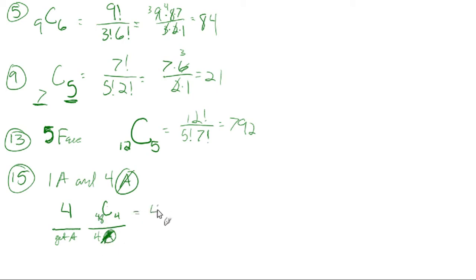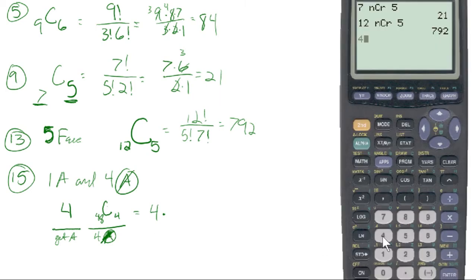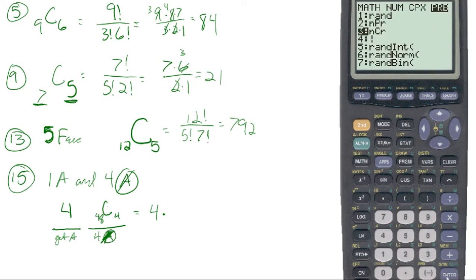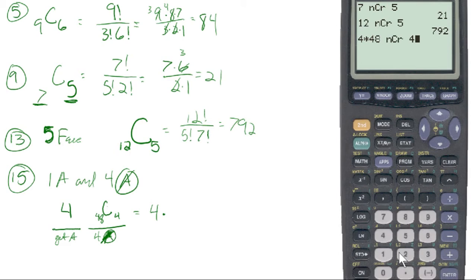Alright, so that's going to be 4 times, why don't we just do it all at once, huh? 4 times 48 choose 4. So, 778,320.